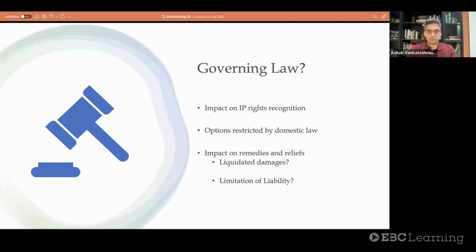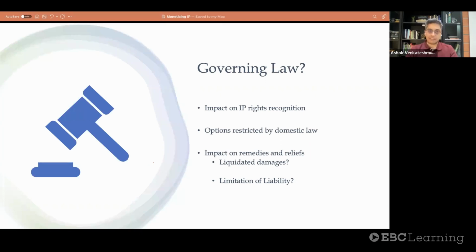So if your client says that, look, I want to recover my liquidated damages without too much of hassle, maybe English law is a better governing law to apply. But if a client says that, look, I would much rather keep my options open and recover losses at actuals, then maybe Indian law is a better choice to apply. So the choice of governing law will also impact the nature of reliefs, right?